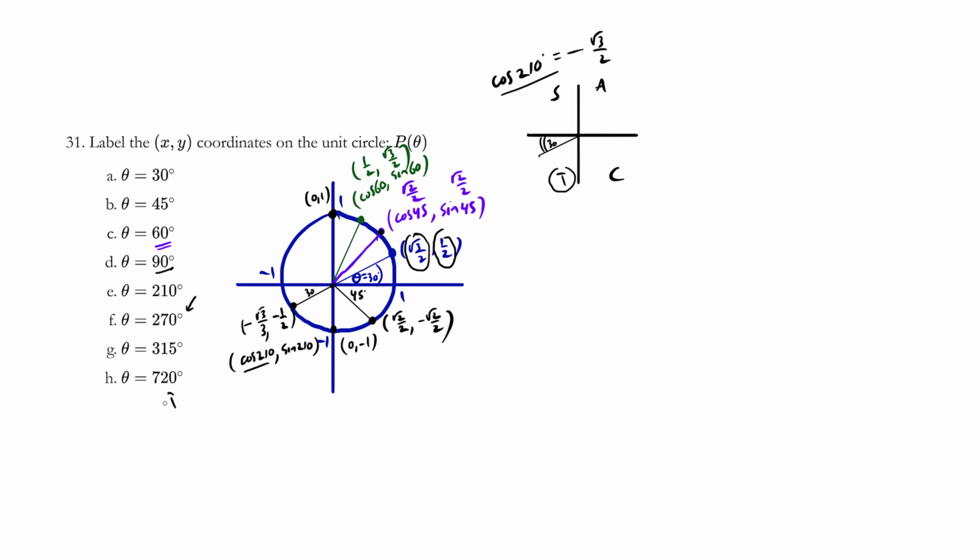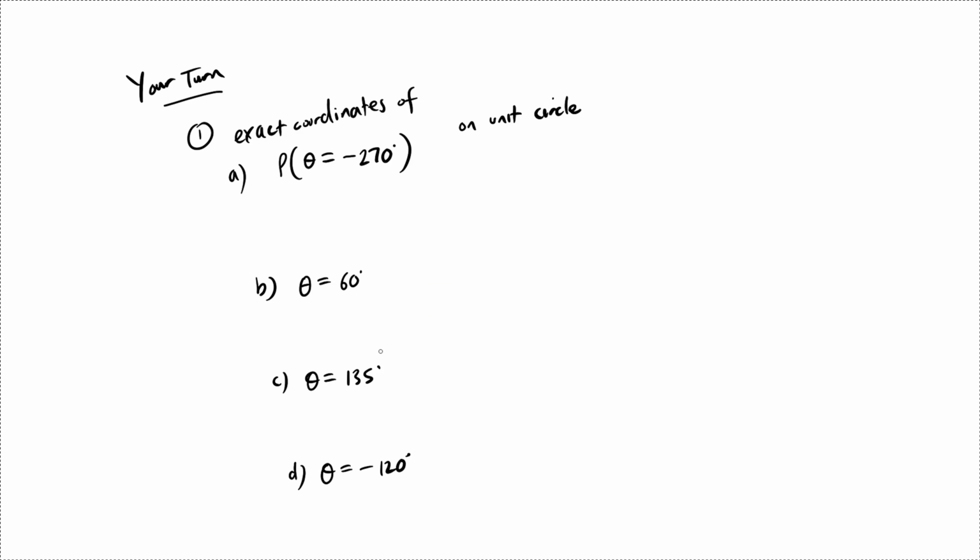Alright, one more. Let's try 720 degrees. 360 is one full turn, another full turn is 720, so we end up here. So this is simply going to be 1, 0, x, y. Okay, it's your turn. Good luck.